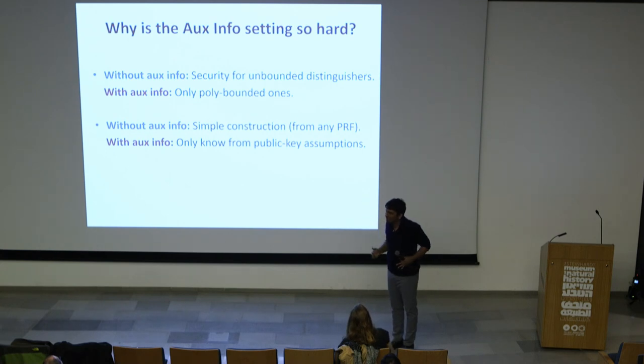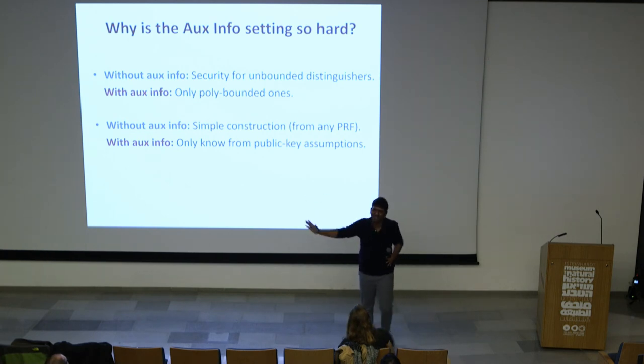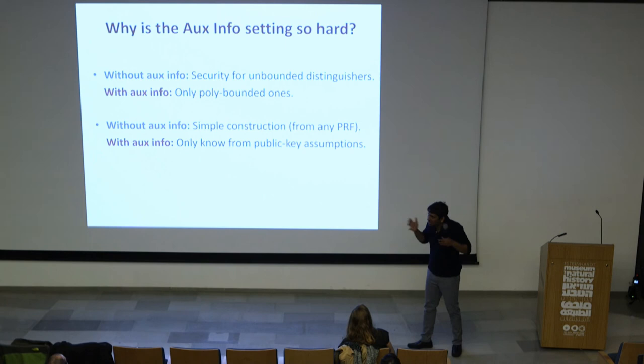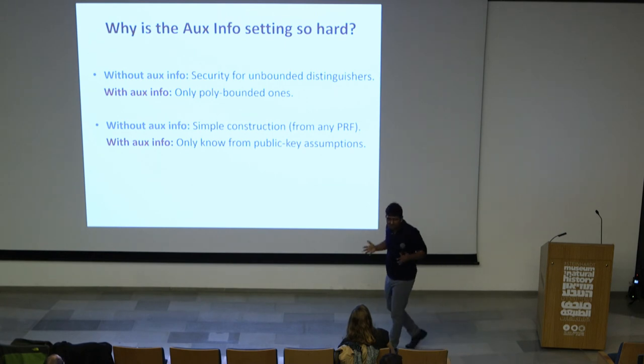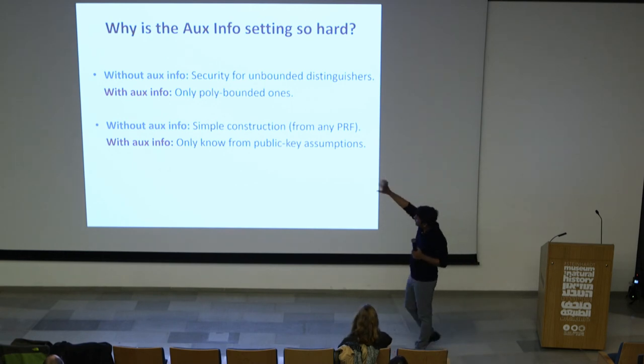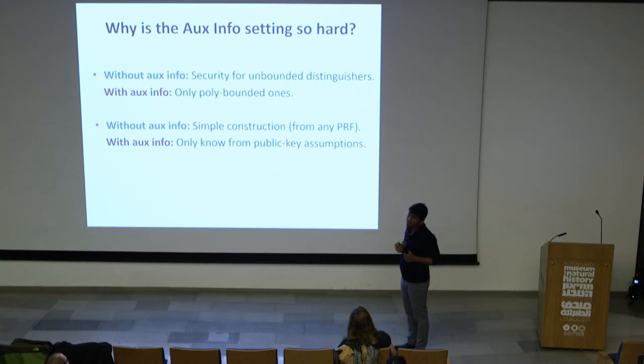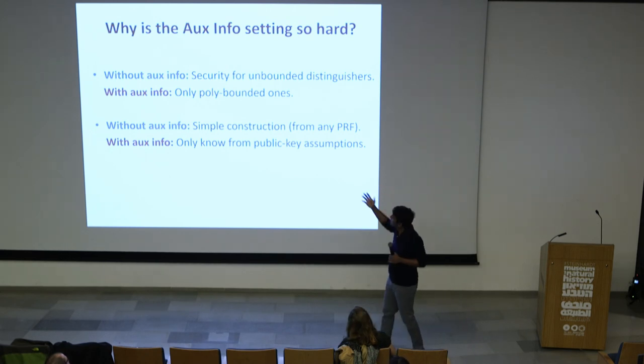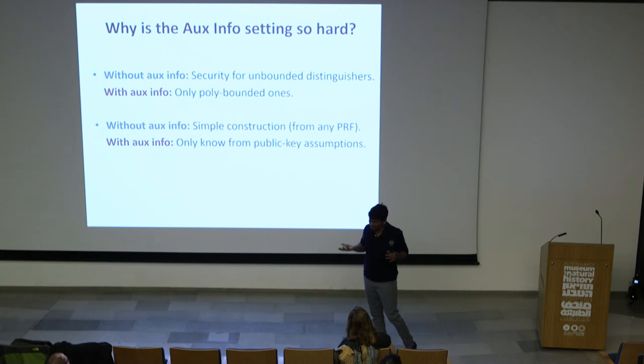Obfuscation, for example. Well, that's a different story. But zero knowledge, right? Auxiliary information makes things harder. So not a surprise. But really, what happens with and without auxiliary information is the following, which I said before. Without auxiliary information, you get security for unbounded distinguishers. And with auxiliary information, we only manage to get it for polynomially bounded distinguishers.